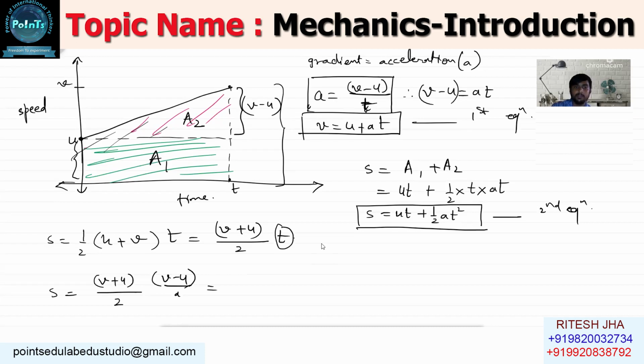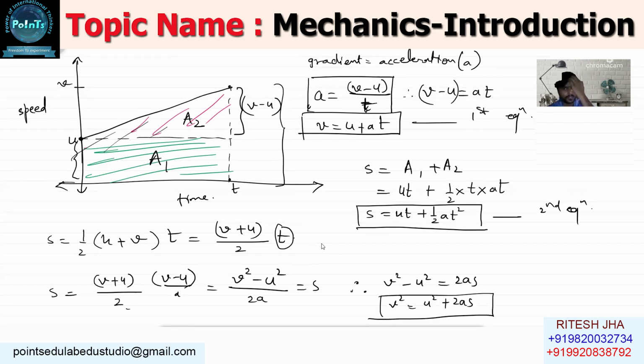Now what is v plus u into v minus u? v squared minus u squared. And then at the bottom you have 2a, and this is s. So therefore, we can say v squared minus u squared equals 2as, and therefore v squared equals u squared plus 2as. So we got another equation. This is the third equation.